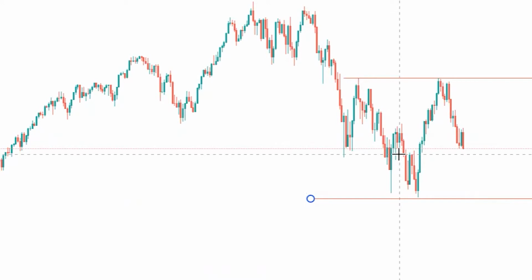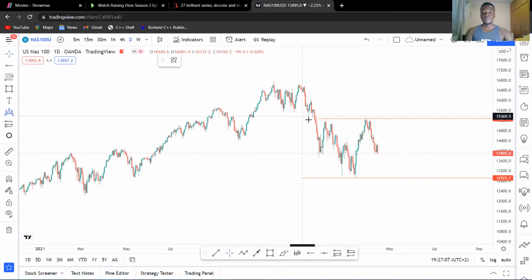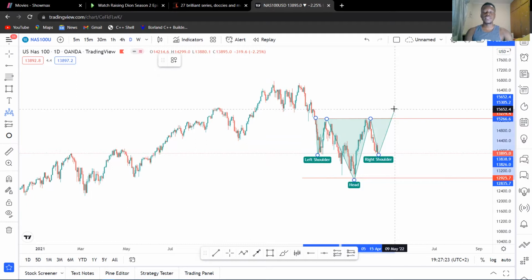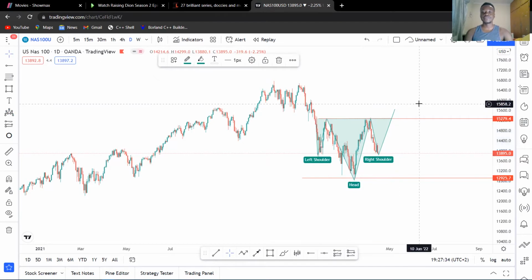By inverse head and shoulder, what do I mean? Let's take this tool, and from the shoulder, this is the left shoulder, then the head, and then the right shoulder. So right now we are kind of trapped in our inverse head and shoulder. We're creating the last shoulder so that we can push to the highest high, or create a proper bullish trend. So this is what we have on a daily time frame.